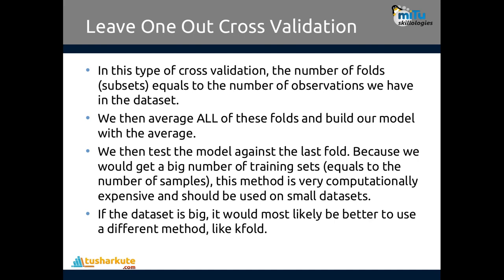In this type of cross validation, the number of folds, that is subsets, is equal to the number of observations we have in the data set. Then we average all of these folds and build our model with the averages. Okay, we then test the model against the last fold, because we would get a big number of training sets equal to the number of samples.